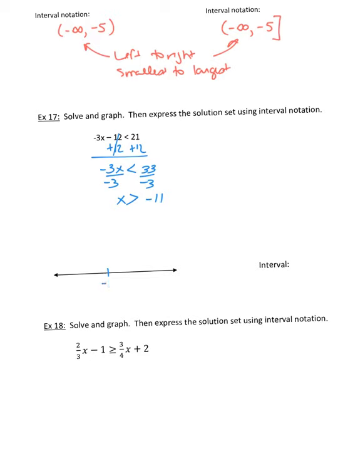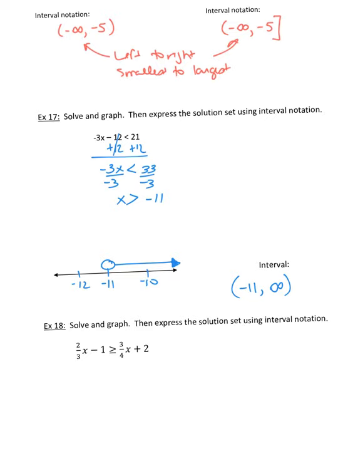So on a graph, here's negative 11, negative 12, and negative 10. X is any number bigger, to the right of negative 11, but not including it. Take a minute and pause the video and see if you can write the interval notation. So the interval notation should be any number from negative 11 all the way to positive infinity, not including either number.